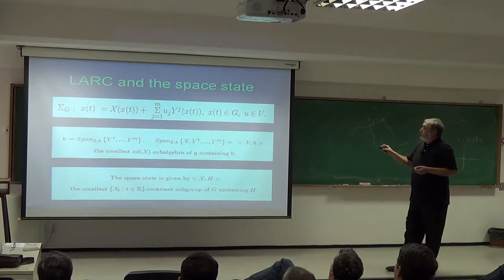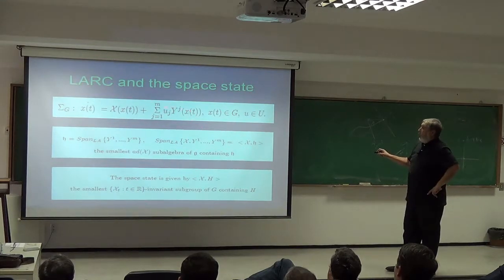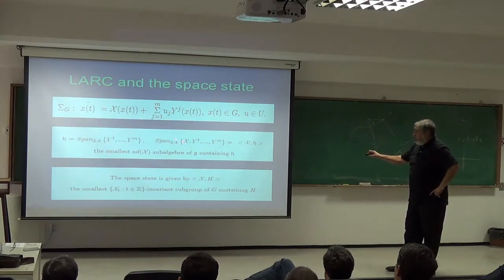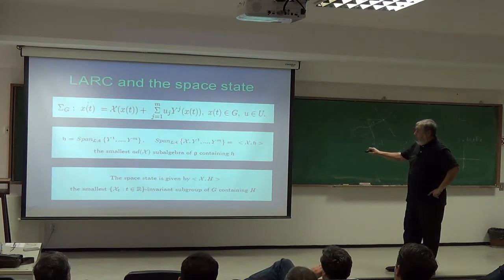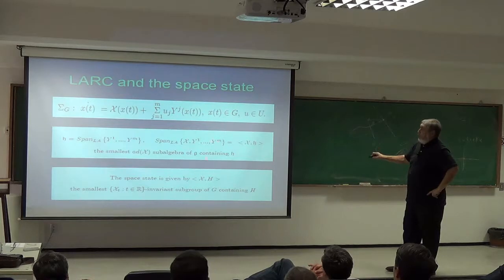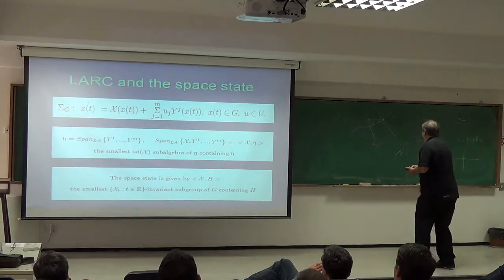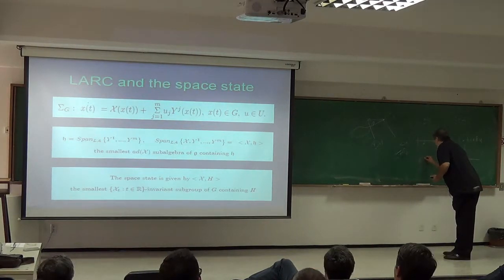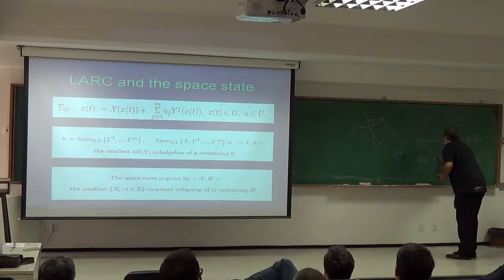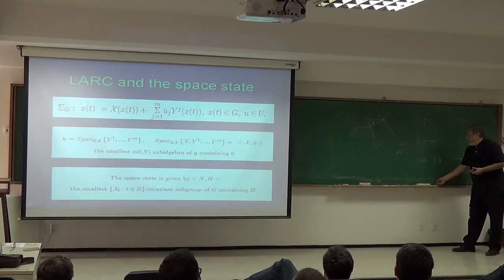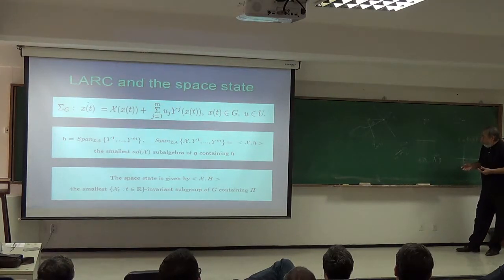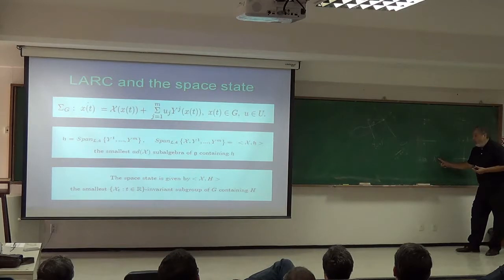So consider first the Lie algebra generated by the vector fields, and then this is the smallest. You see, it's the Lie algebra generated by x and y1, ym. The smallest subalgebra of G containing H. Do you remember B, AB, A^(n-1)B? You can define the vector space generated by the column vectors as the smallest A invariant subspace containing the image of B. Exactly the same.